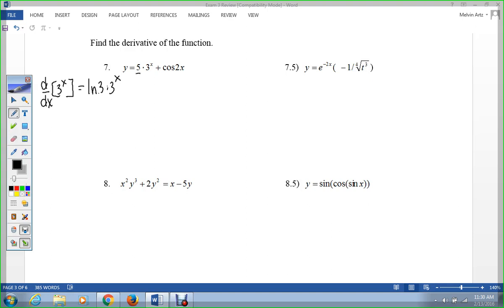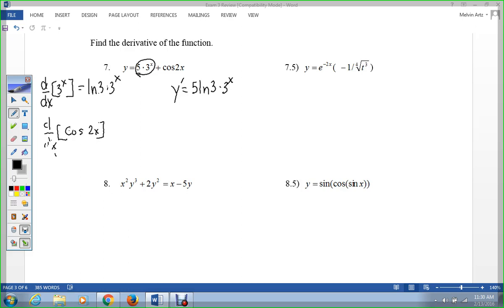Now we're multiplying that times 5. So our y prime would be 5 ln of 3 times 3 to the x. That's the derivative of this piece. And now we're going to be looking at the derivative of cosine of 2x.